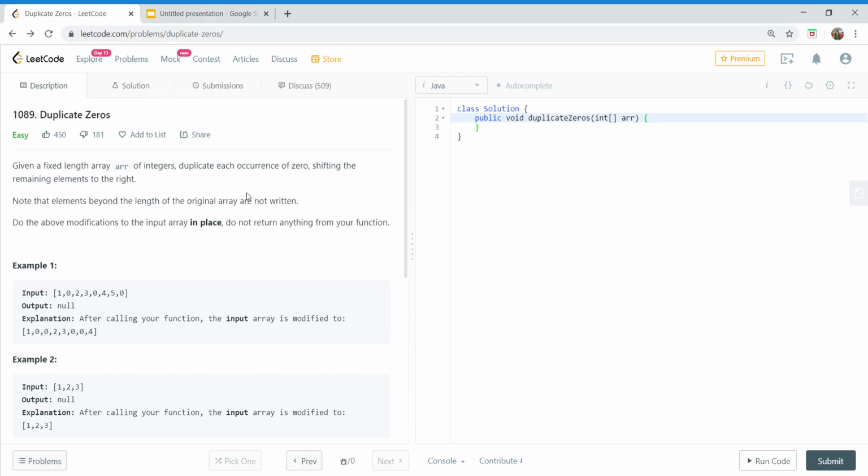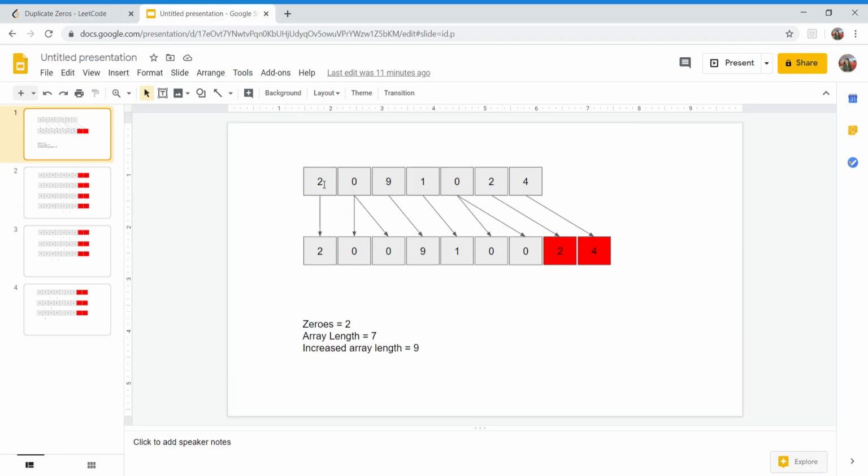So the question is pretty simple. Let's try to understand it from one of the examples. So if we have this array, we want to duplicate each occurrence of 0. So 2 would appear as is, 0 would appear twice, 9 would appear once, 1 would appear once, and then 0 would again appear twice, and 2 and 4 would appear once.